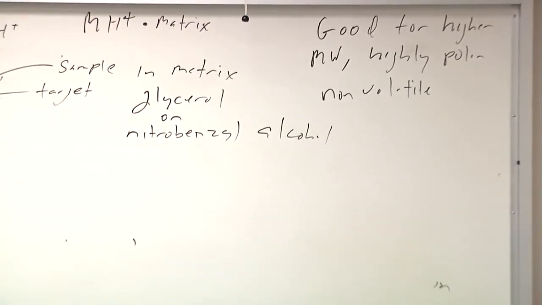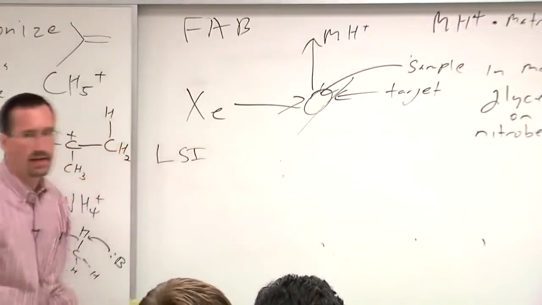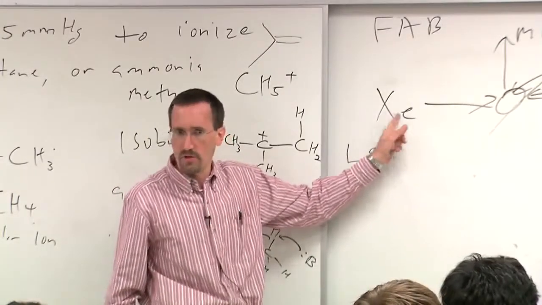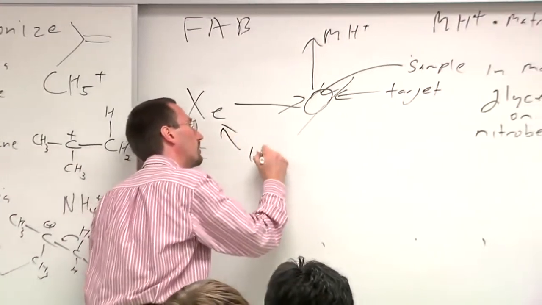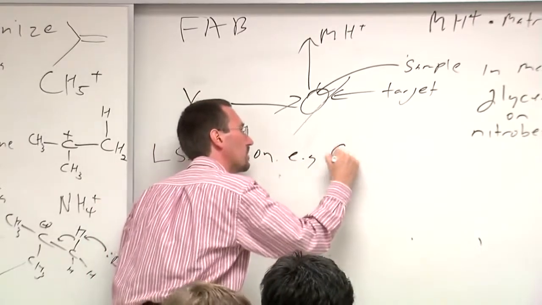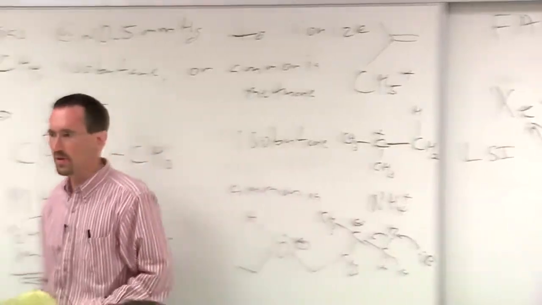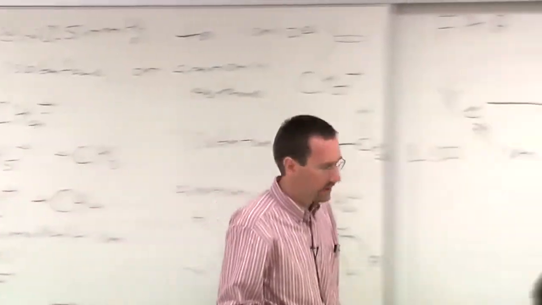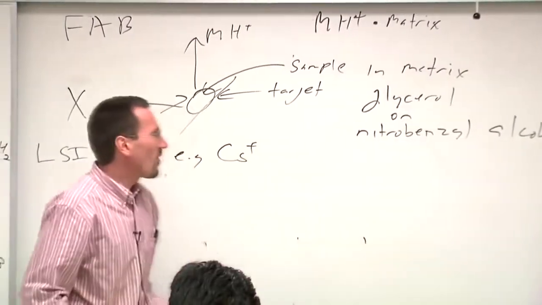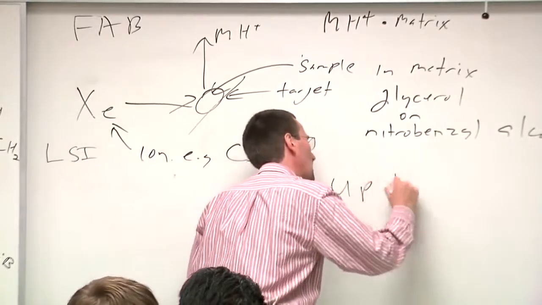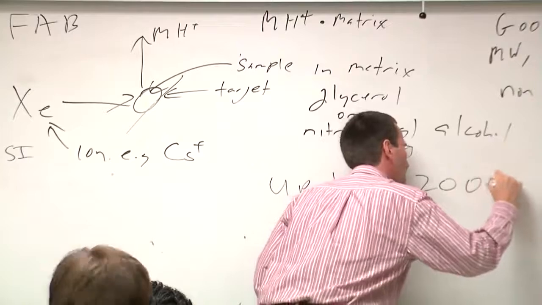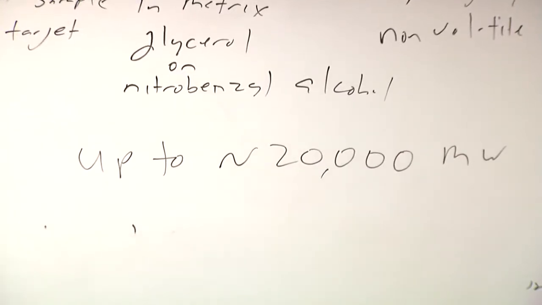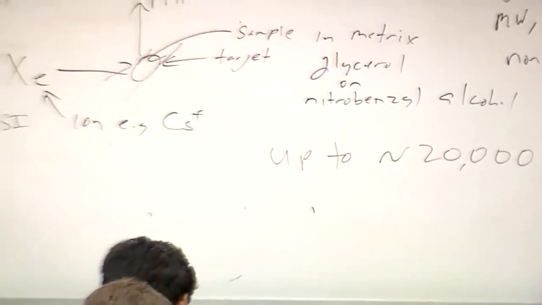As I said, there's a variant of FAB called LSI mass spec. In liquid secondary ionization mass spec, rather than firing an atom, you're firing an ion, such as cesium plus, but it's the same basic principle. You put a good hard whack in there, and you end up ionizing the molecule and getting it into the gas phase. I don't want to give hard numbers, but let's say up to about 20,000 molecular weight. So this really opened up a whole new realm of mass spectrometry, including biomolecular mass spec.